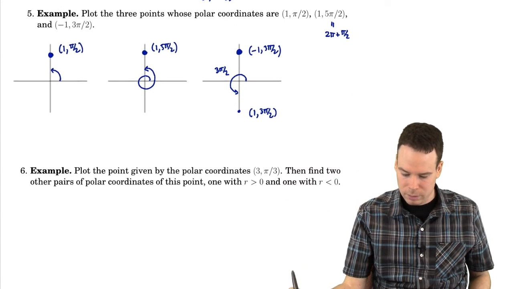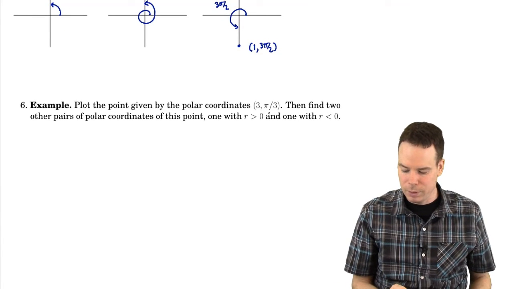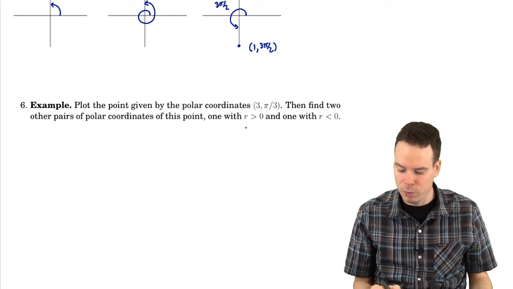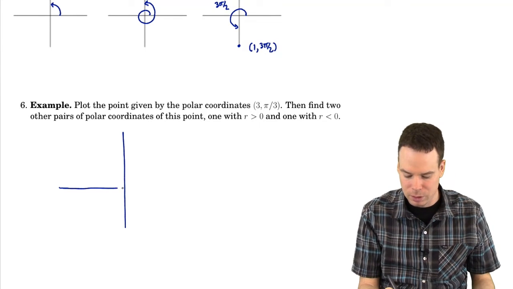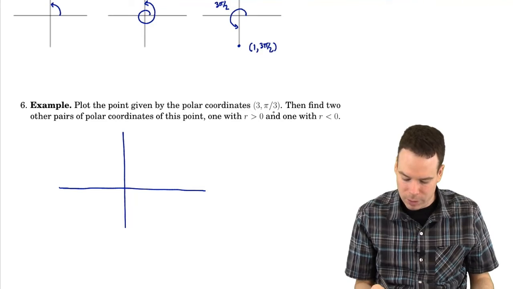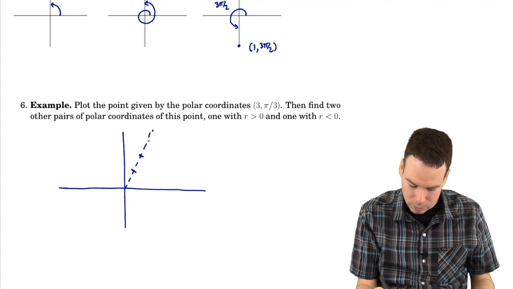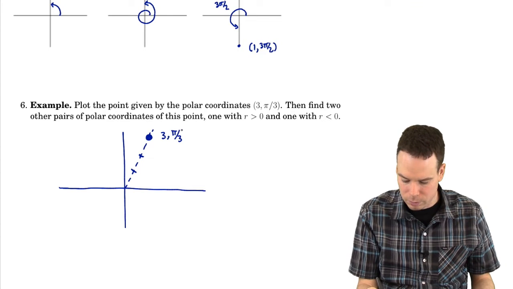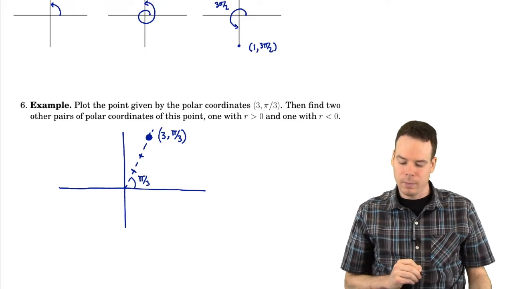Let's look at this next example. Plot the point given by polar coordinates 3, pi by 3. Then find two other pairs of polar coordinates of this point, one with the r value positive and one with the r value negative. So here we're going to come up with the multiple representations. 3, pi by 3. So pi by 3 is somewhere up here. We're 3 units along. So 1, 2, 3. So there's our polar coordinates.